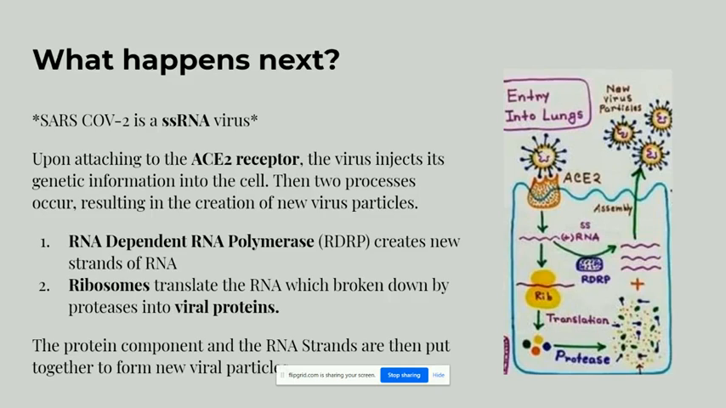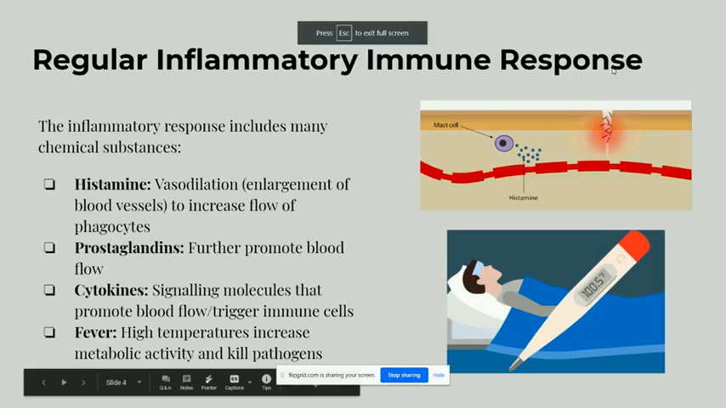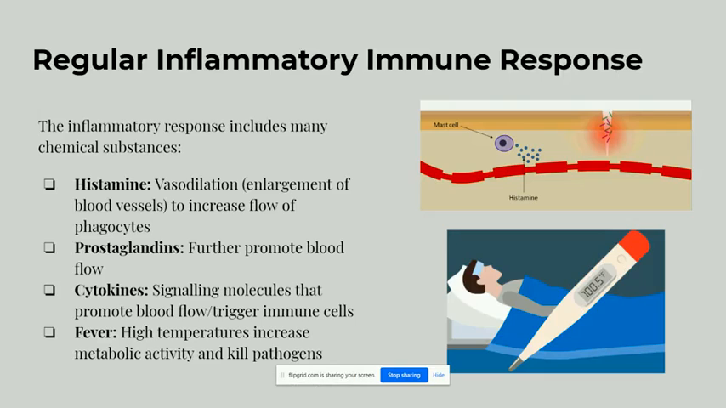And then ribosomes would translate the RNA similar to how translation works in normal cells. And then the protein component would join with the RNA strands and form new viral particles, as you can see in the diagram on the right. Like all antigens, SARS-CoV-2 triggers an immune response. So today I'm going to go into detail about the inflammatory response.